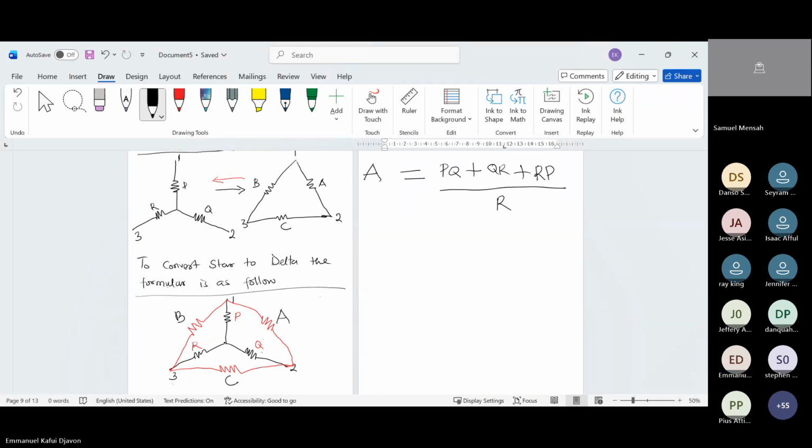Can you see the A here? Yes, sir. The A here is facing this R here. Yes, sir. Okay.